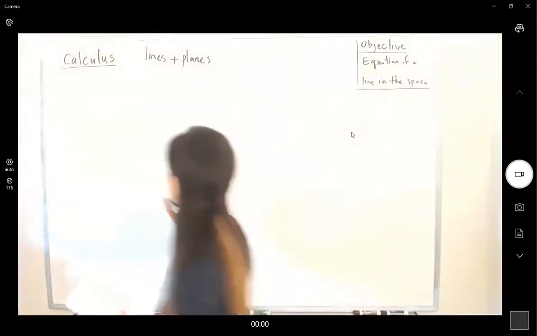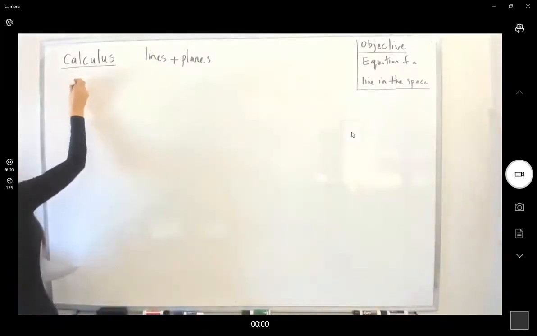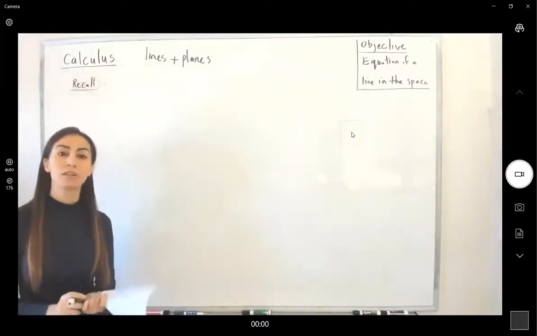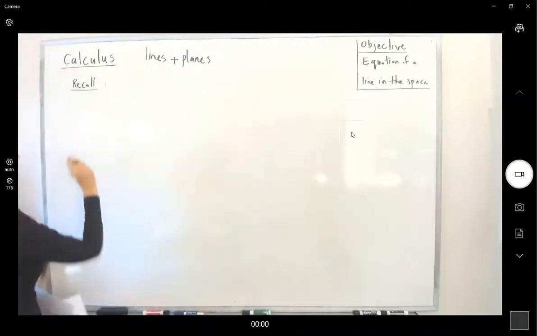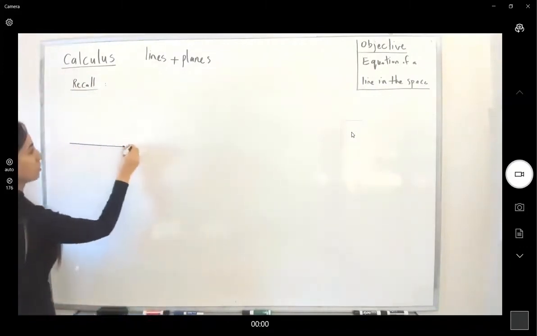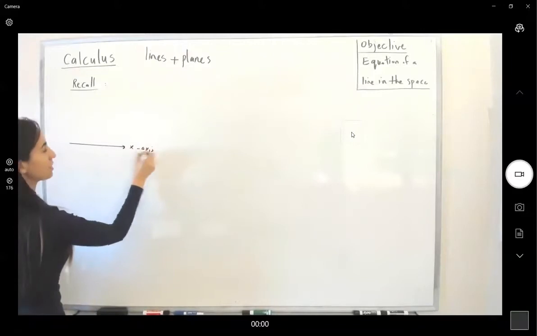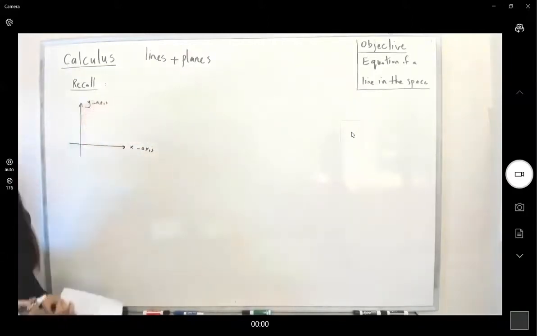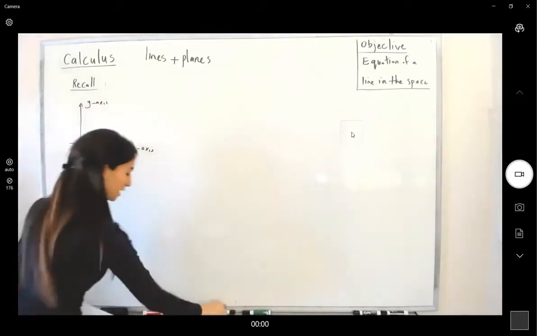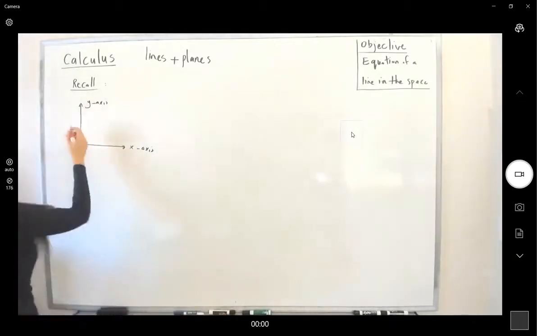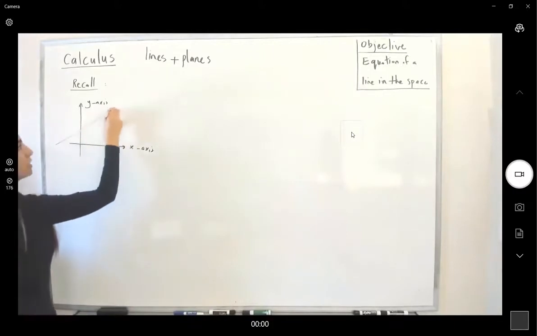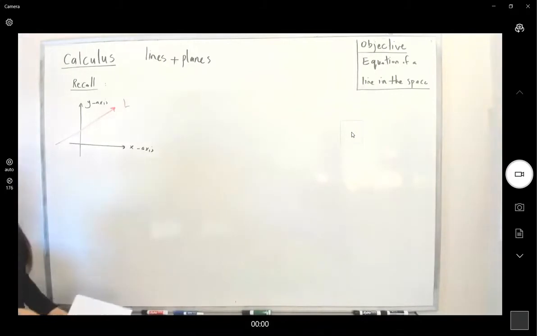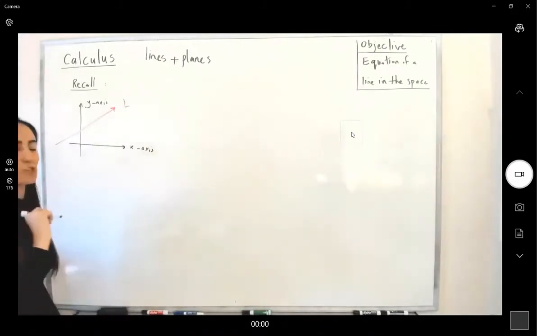Recall that in algebra, you learned to write the equation of a line in 2D. Suppose you have a two-dimensional space, x-axis and y-axis. To write the equation of any line like L, we need 1 point on the line and the slope of the line, or the direction of the line.